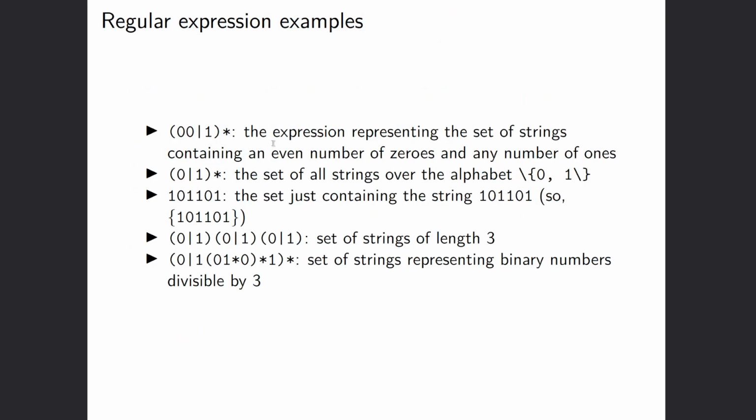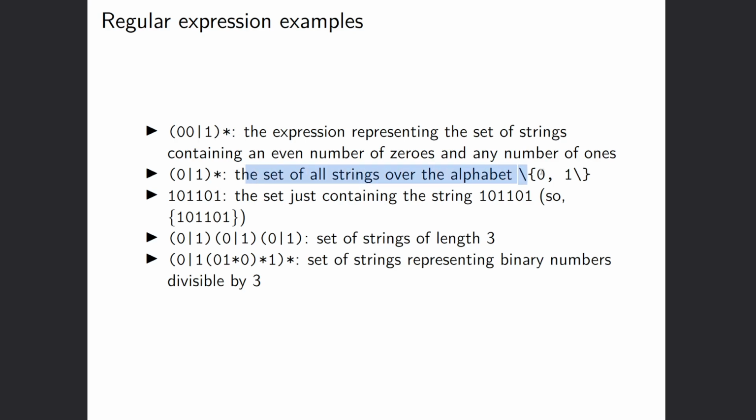So now let's go into some regular expression examples. This first one here is representing the strings containing an even number of 0s and any number of 1s, right? So whenever we add 0s, we add 2 at a time, which means that no matter how many 0s we add, we are going to get an even number. 0 is even, right, and then 2, 4, 6, 8, etc. And then we could also add any number of 1s. So we could add 0 1s, or we could add more than that.